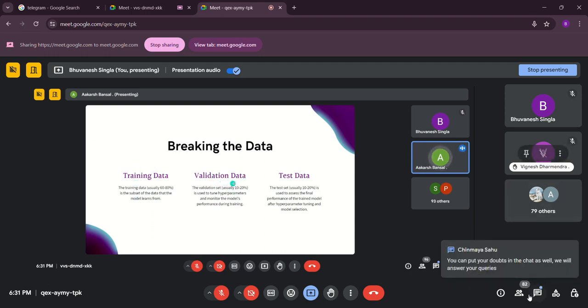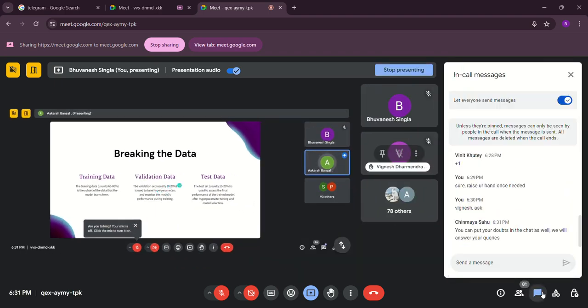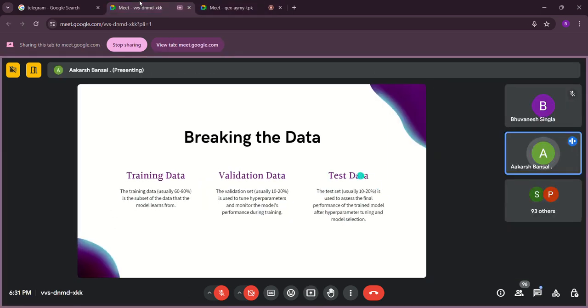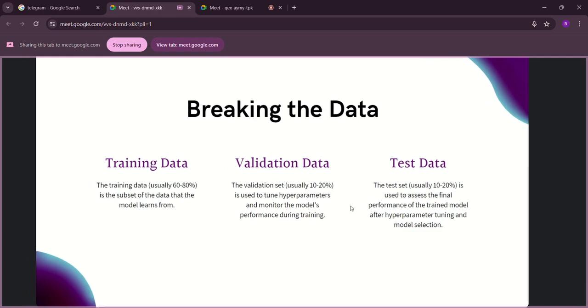Validation set is again around 10 to 20% of the original data set, and it is used to monitor the model's performance during training. And it is used to tune hyperparameters. Now, hyperparameters are some parameters which cannot be learned automatically. So you want to keep track of what is happening during the training, and this validation set is used for that. And the test data, this is like the final exam for the model, or how good it is and how well it can generalize on unseen data. This is how we could break the data sets.